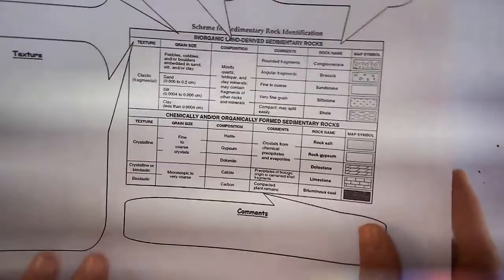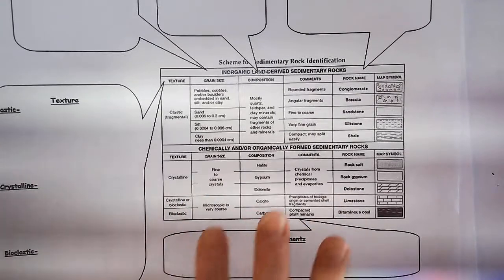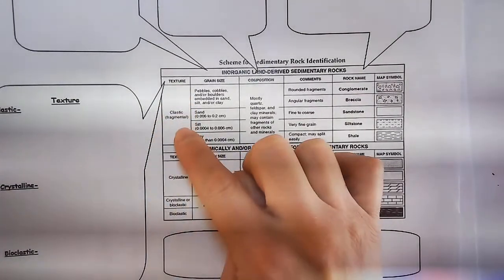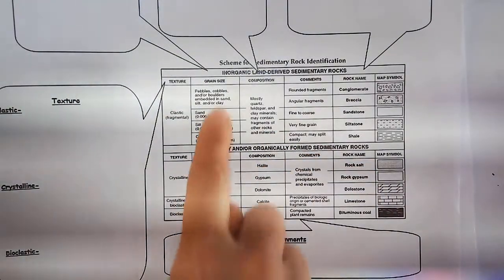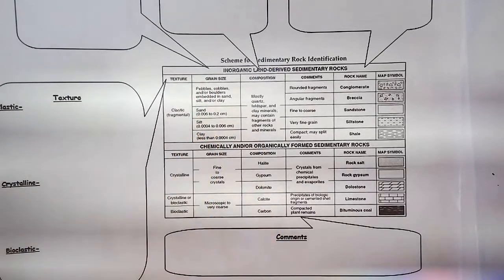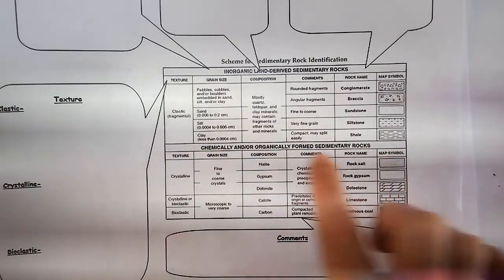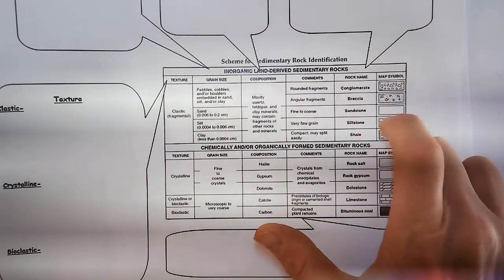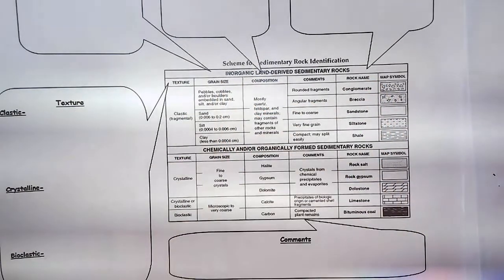You will want to use your Earth Science reference table. This is the one that I have handy. Remember, with texture, you have 3 choices: clastic, crystalline, and bioclastic. Grain size is very important for the rocks on the top half of this chart, because it is what identifies them as shale, siltstone, sandstone, breccia, and conglomerate. Breccia and conglomerate are all determined by their grain size.